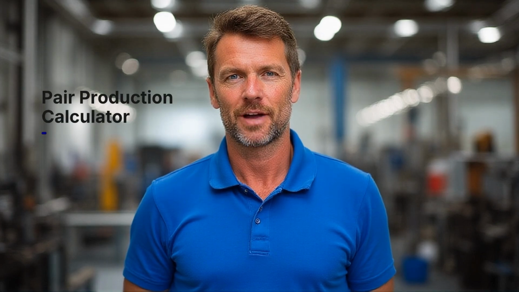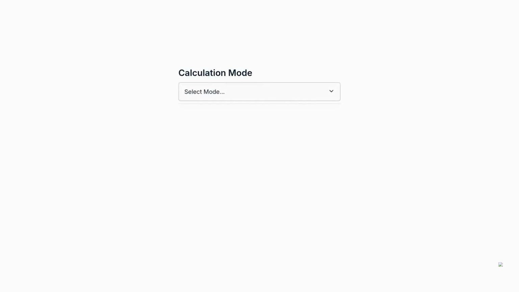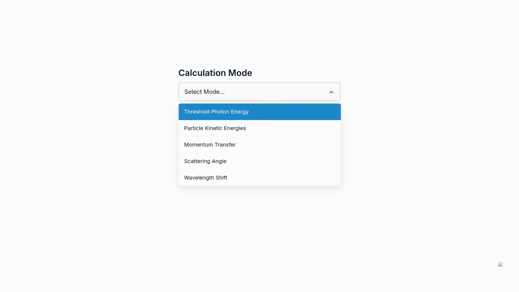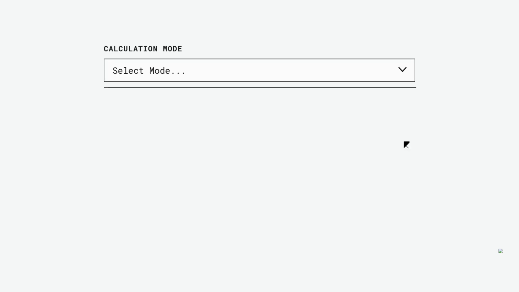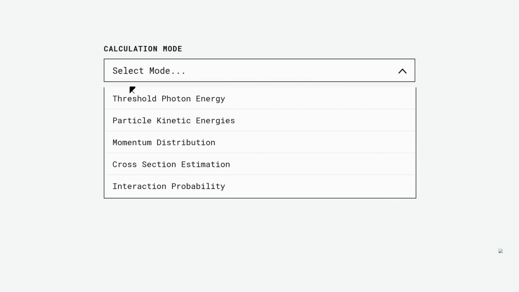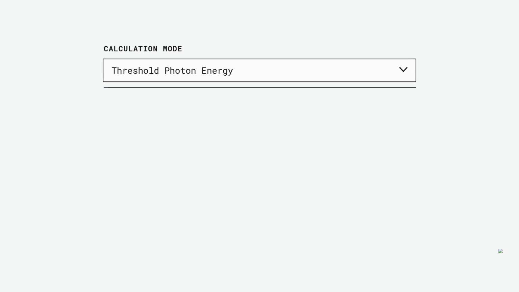The pair production interactive calculator determines whether gamma-ray photons can create electron-positron pairs and calculates their resulting energies. Let's examine the input fields. First, we have a calculation mode drop-down with 5 options: threshold photon energy, particle kinetic energies, momentum distribution, cross-section estimation, and interaction probability. For this demonstration, I'll use threshold photon energy mode.